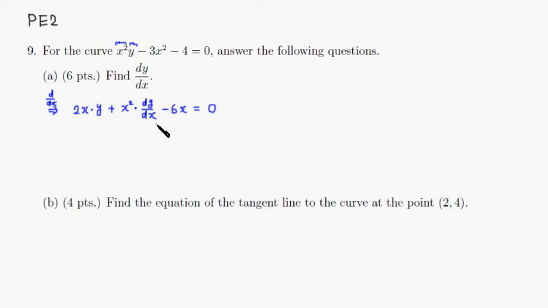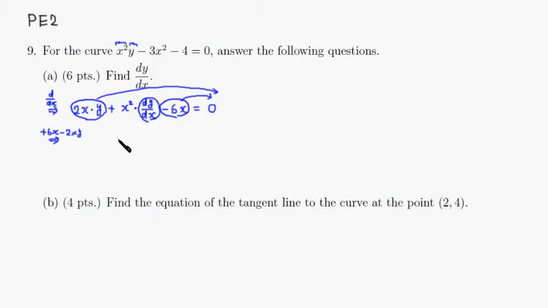Since what we're looking for is dy over dx, this is the term we want to isolate. So we're going to put all the other terms on the other side first. Here you have negative 6x. We want to put it on the other side, so we can do that by adding 6x to both sides. Then we're going to put 2xy on the other side by subtracting 2xy. So let's do that.